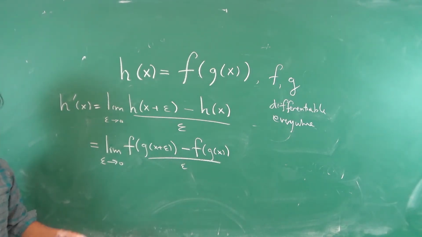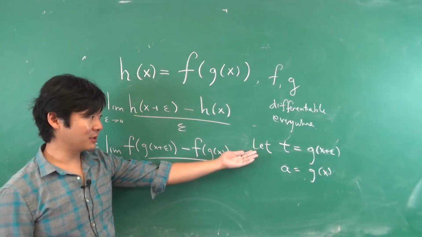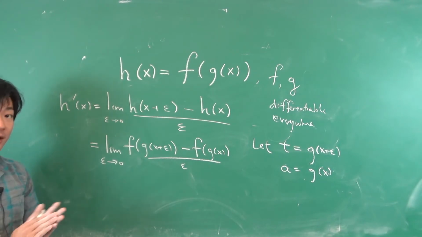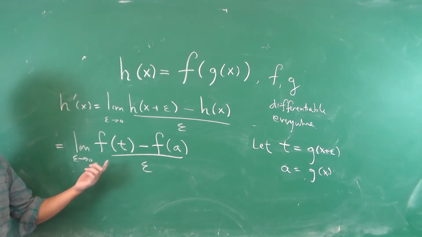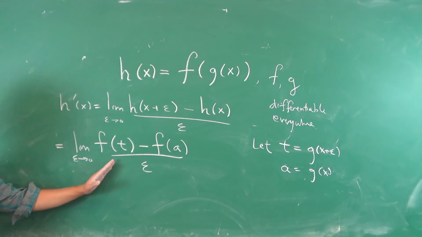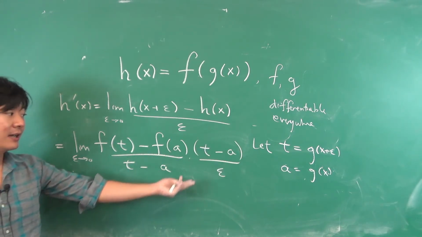So now we'll use a change of variables. We'll let t be g of x plus epsilon and a be g of x. So plugging into this equation, we have f of t minus f of a divided by epsilon. We can rewrite this as f of t minus f of a divided by t minus a and t minus a divided by epsilon.